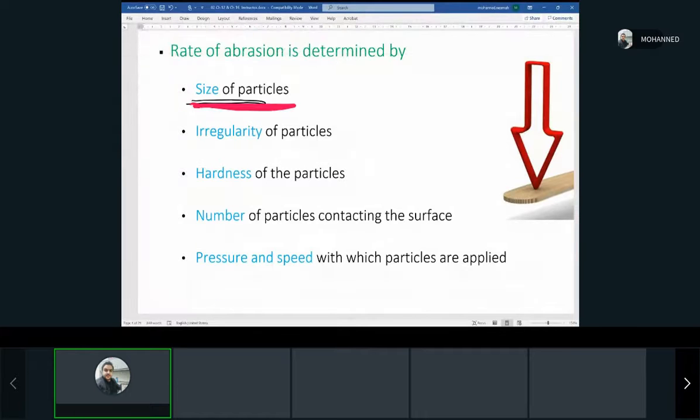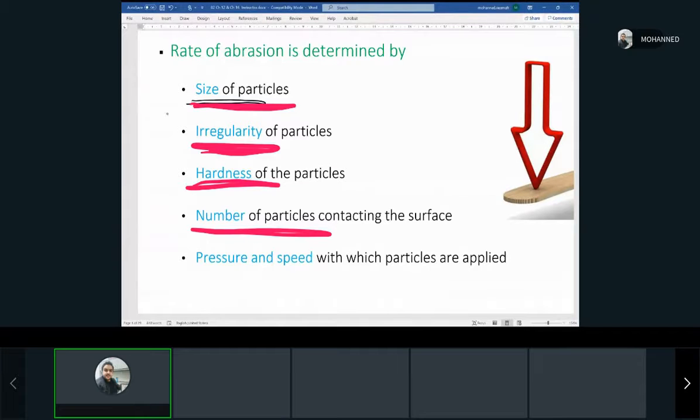Right? How irregular they are: the more irregular, the more that they would cut. Usually, the bigger the size, the more that they will cut. The smaller, the finer, and the more polish that we get. How hard they are: definitely the harder, the more that they cut, or abrade. And how many particles are in each contacting surface. Again, the more that you have, the smoother that it will be.